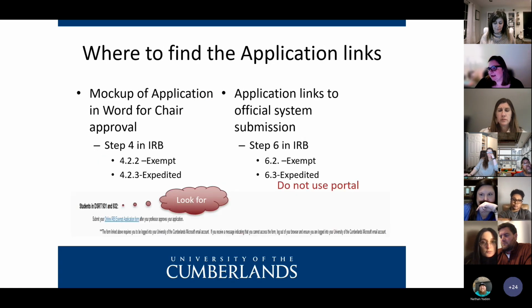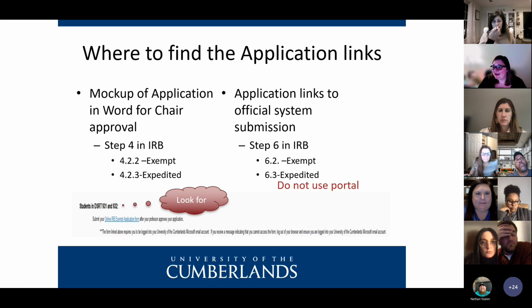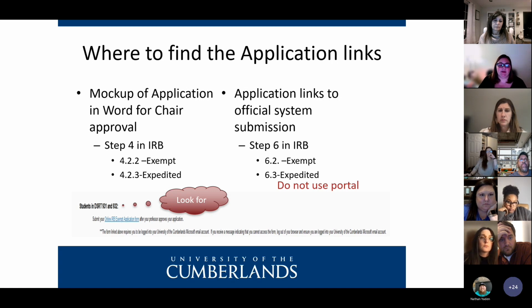Okay, so where to find the application links? I know you guys are going to have to drill down a little bit, but I tried to put this in the most streamlined way possible. So the mock-up of the application, which is the Word document that you're going to use, is going to be in step 4 of the IRB. You're going to go to 4.2.2 for the exempt, and you can download the Word document. 4.2.3 for expedited.